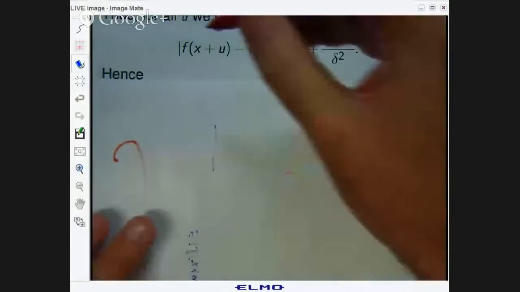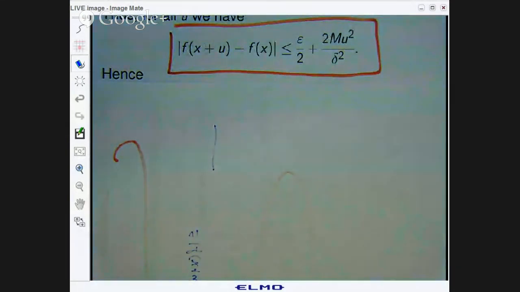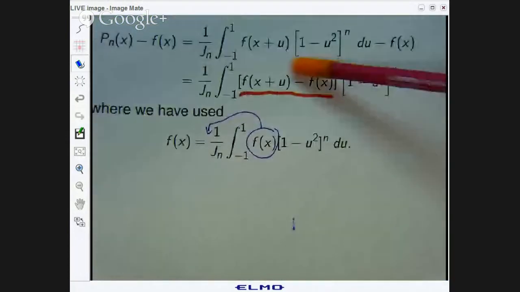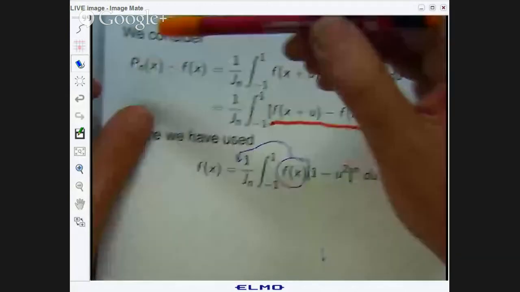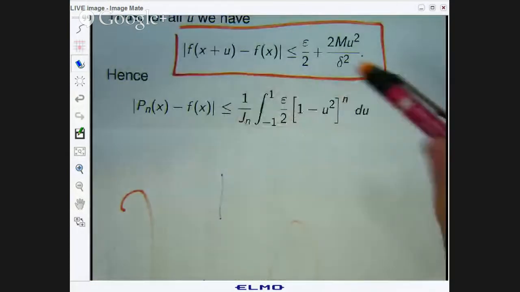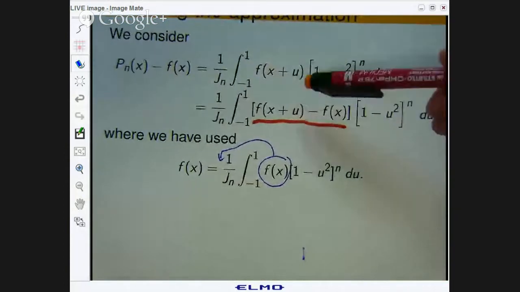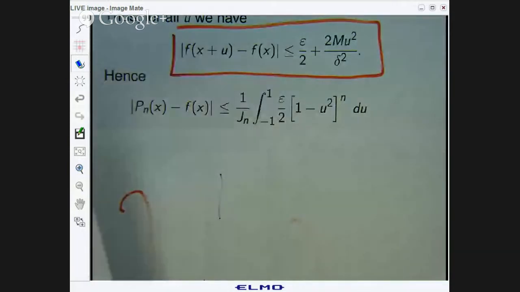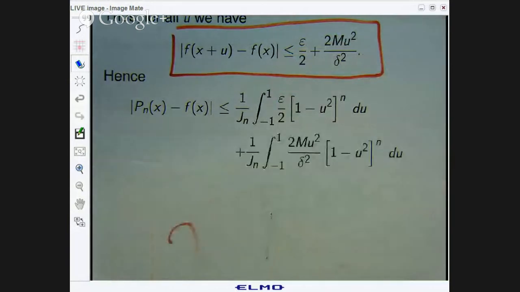All right, so we can use that and form the next line. For all u, we have an inequality like that. Okay. So remember, we're trying to work with this now. So if we take the absolute value there and put it in there and move it inside and put in the inequality sign, the first part of this can be bounded by the epsilon on 2, and you've got the 2mu squared on delta squared.